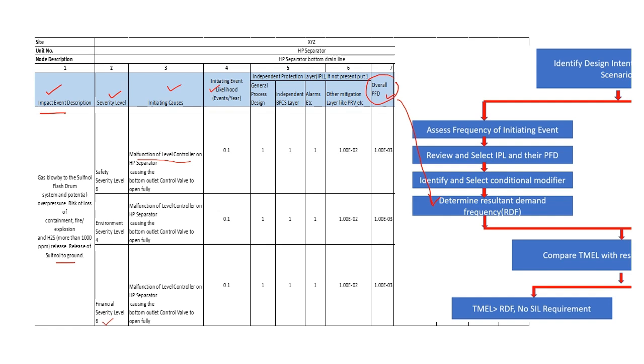Somebody may ask whether we need to do HAZOP or we can directly jump into LOPA. To answer this question, it is always good to do HAZOP, because LOPA is a more in-depth analysis and takes more time, and the initiating causes can be found more easily if we do the HAZOP, right?